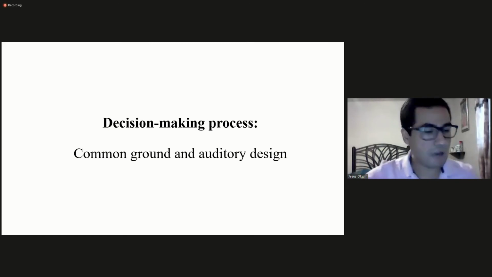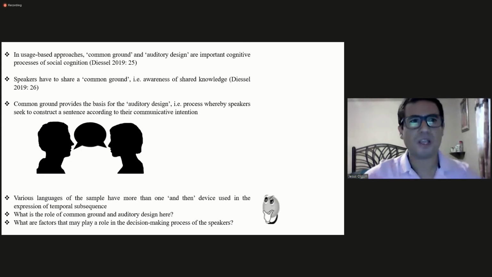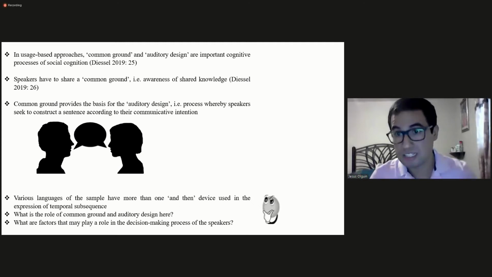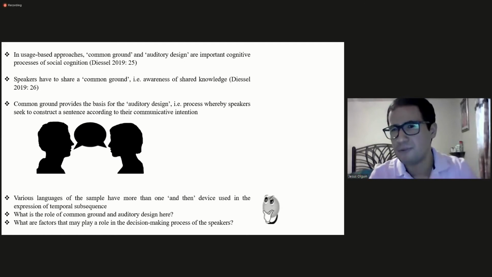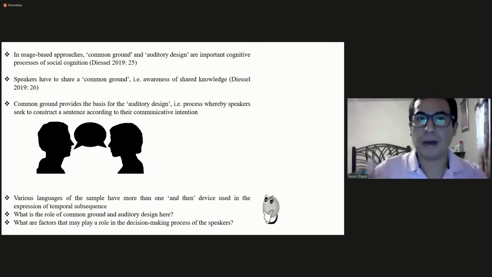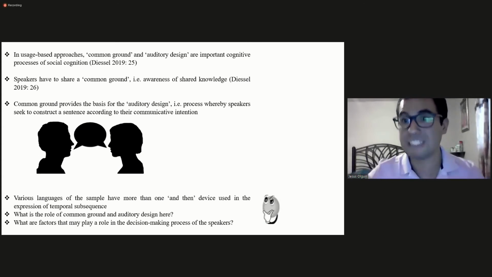And well, now I would like to address briefly the decision-making process. What is this? So in usage-based approaches, you know that there is common ground and audience design. These are important cognitive processes of social cognition. So in order to communicate, obviously, speakers have to have this kind of common ground. That is, they have to have this awareness of shared knowledge. And well, common ground obviously provides the basis for audience design.